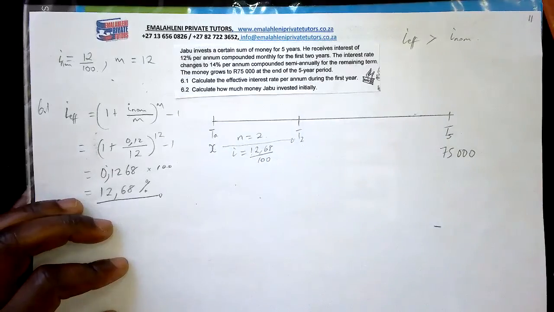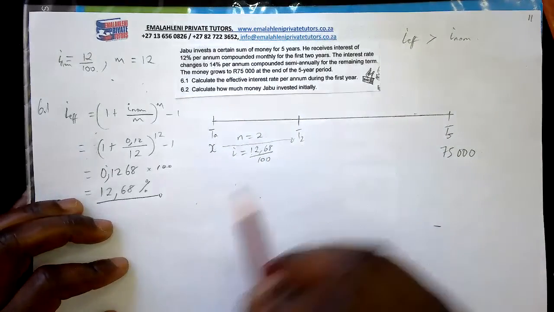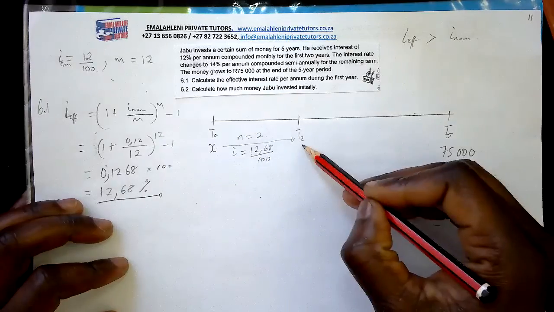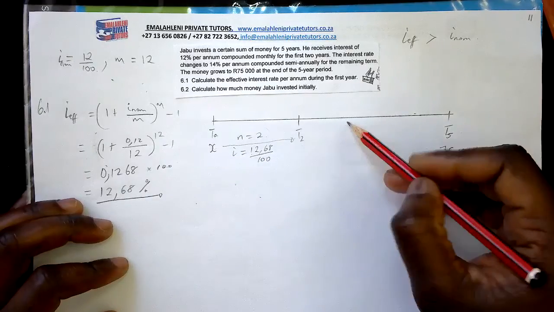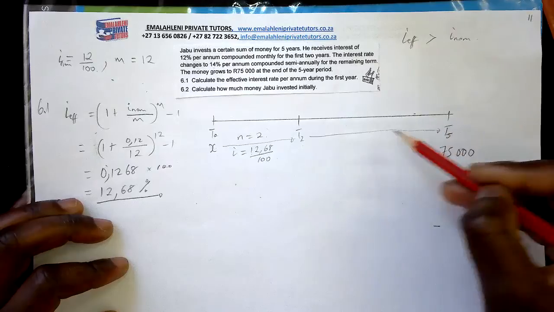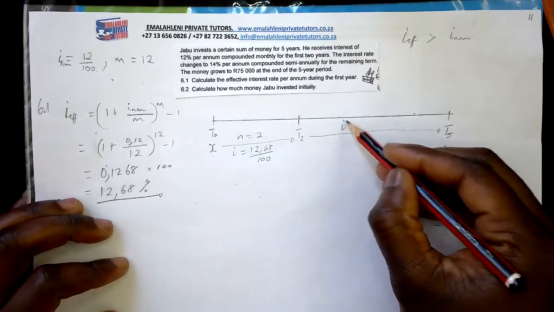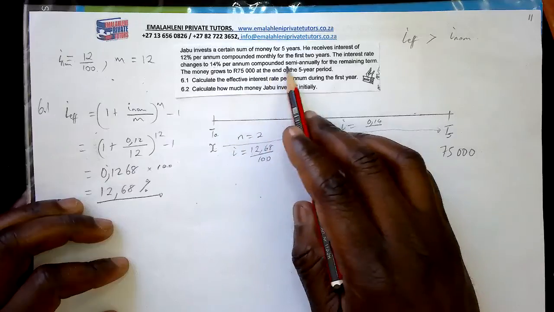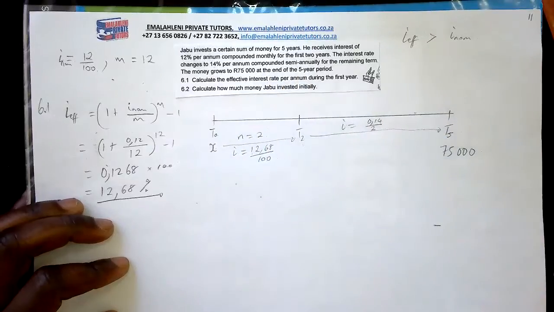Then what else do we need to put there? I think it's fine. But now, whatever amount that we get here with X is going to act as a principal amount here with a new interest here, which is what? 14. So I here is 0,14 over what is the same annually over 2. Okay, so that's what we have there.